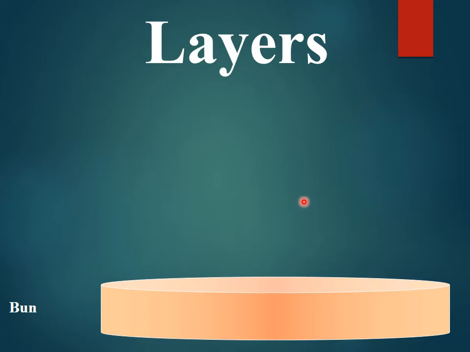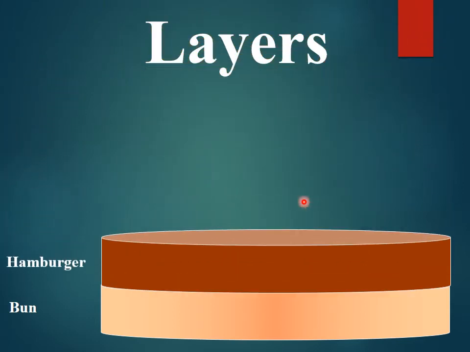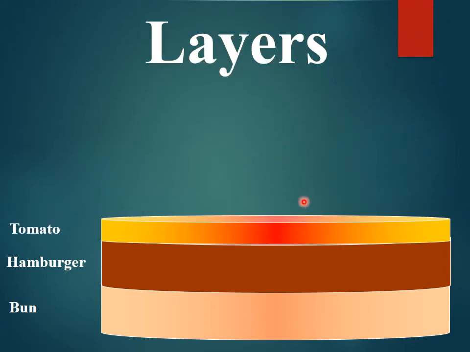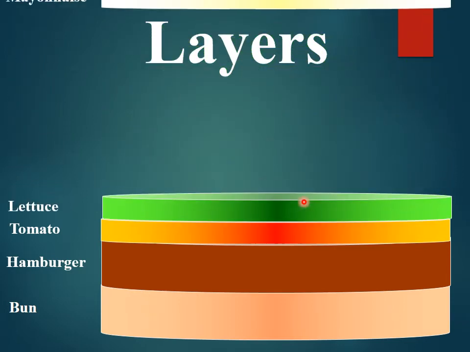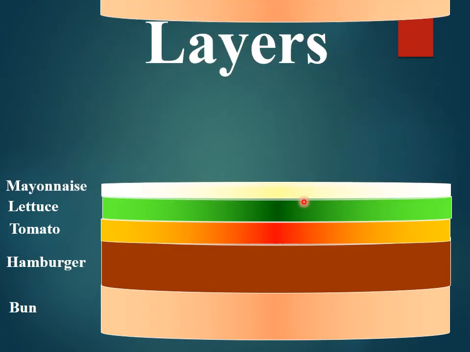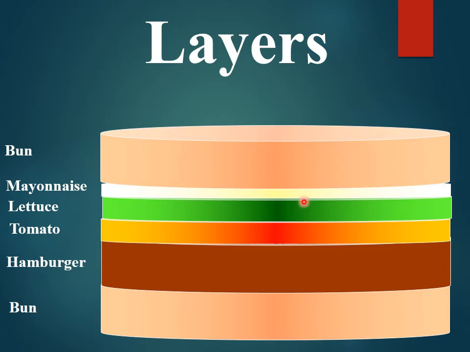The first half we place at the bottom, and over it we place a layer of hamburger, on top of that a layer of cut tomatoes, and then on top of the tomatoes a layer of lettuce, and then we spread a layer of mayonnaise on it, and then we cover it with the other half of the bun. So you can see the layers of the burger. Which are the layers? It is bun, then hamburger, tomato, lettuce, mayonnaise, and then again a layer of bun.